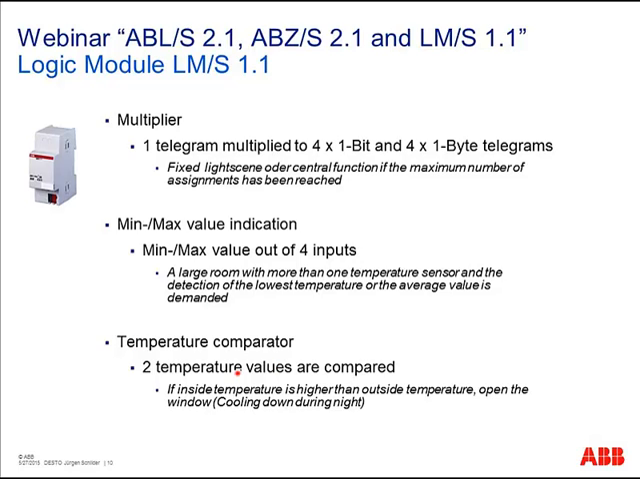You can compare also temperature values up to 2. So example here, you would like to have intelligent cooling down of a building with electrical windows. To do this, you have to compare the inside temperature in the building with the outside temperature. Depending on the right relation between inside and outside temperature, you would like to open the window for cooling down. So outside temperature has to be lower than inside temperature, for example, and then you open automatically in the night, maybe some windows to ventilate the building.